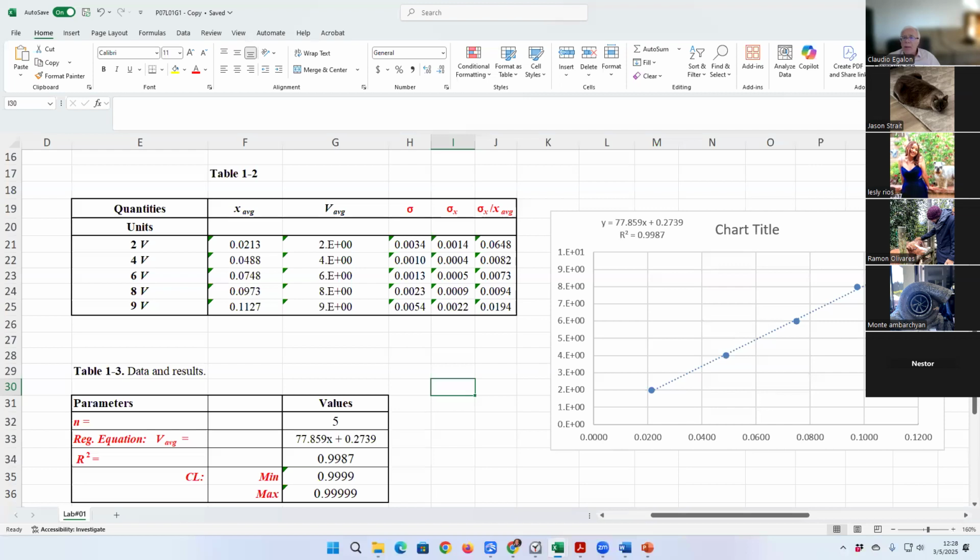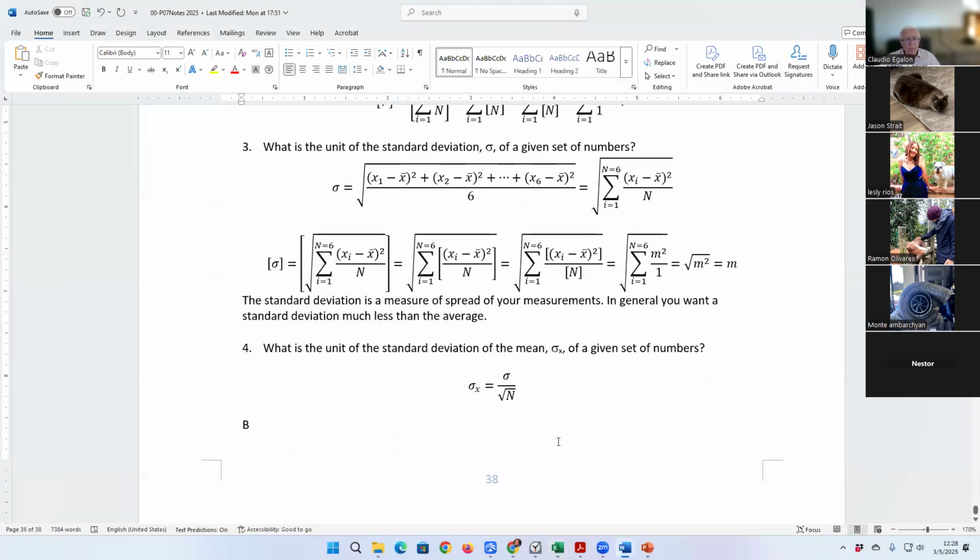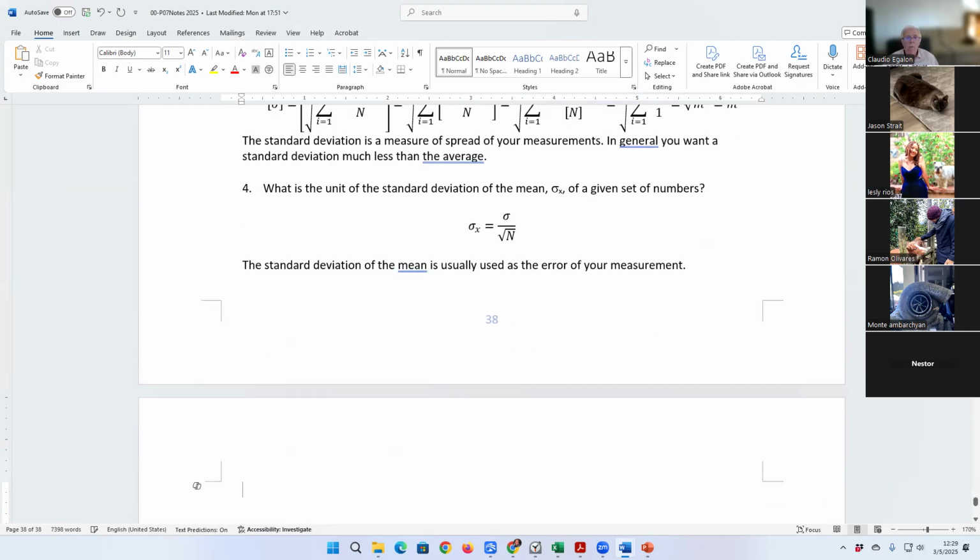Now, the standard deviation of the mean, okay? The standard deviation of the mean is usually used as the error of your measurement. Okay?